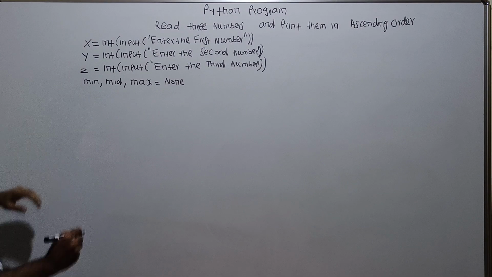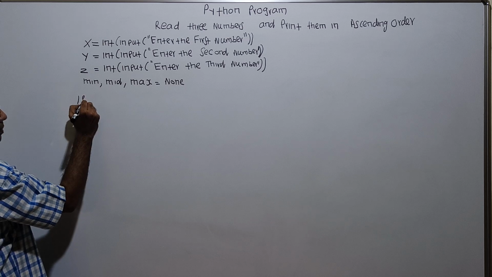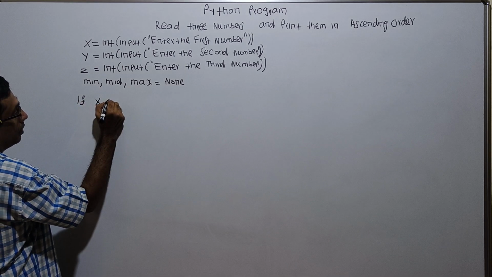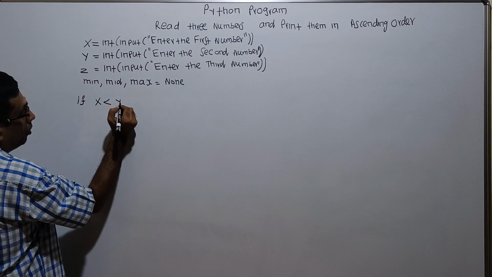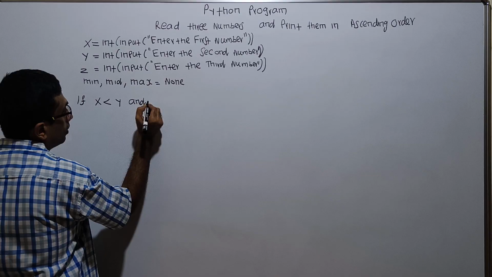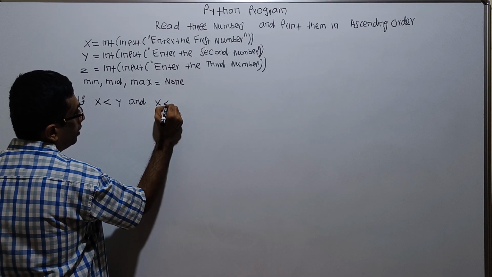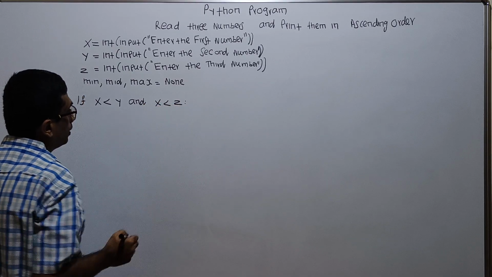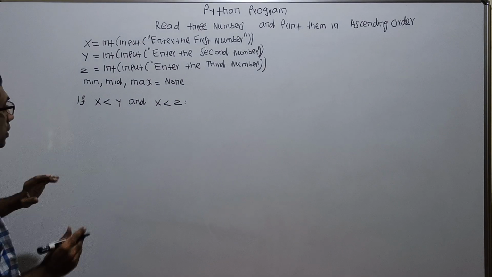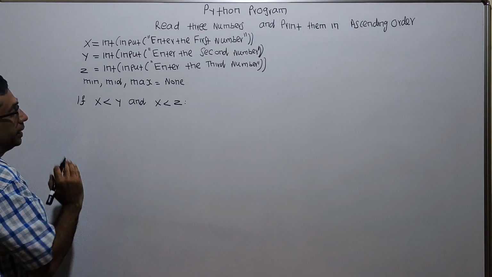Now I am going to use the if, elif, else structure to arrange the three numbers in ascending order. I am checking if x less than y and x less than z. If this condition is true, the control will come inside the if block. So for the if block, I have to give an indentation.